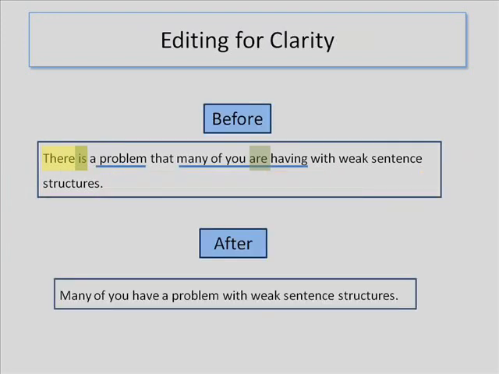Now that we have identified the problems with the sentences, let's see if we can edit them for clarity. Look at this first sentence. Look for the main subject and the main verb of the sentence. You'll notice the main subject is many and the verb is have. Now, let's see. Many have what? Many have a problem. And many have a problem with what? Many have a problem with weak sentences.